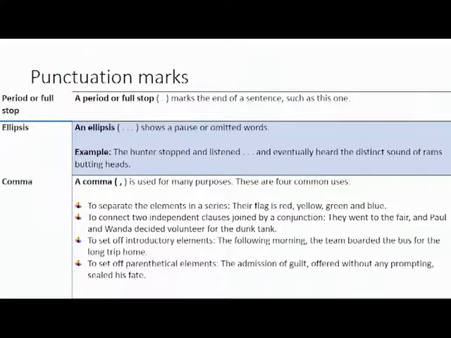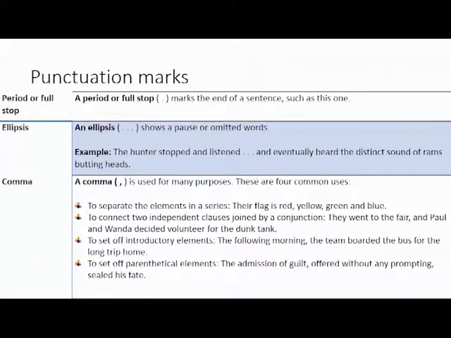Another thing that we need to cover is punctuation marks. This is very important. Most students fail to use punctuation marks appropriately, and this is where my red pen works. So we're going to look at punctuation marks, starting with a period or full stop.